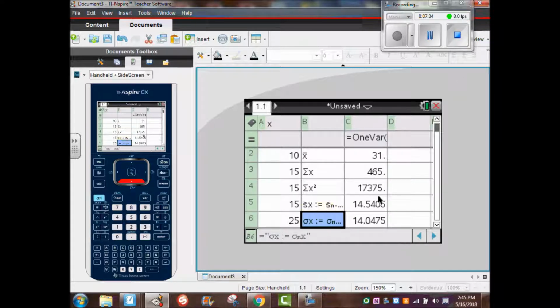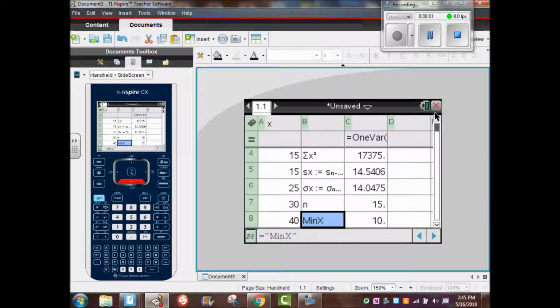Let's just review what all of these titles mean. So SX that I'm highlighted on right now is the sample standard deviation. Then sigma X, which is next, is the population standard deviation. Scrolling through, N just means the number of data points that we have. We have 15 data points.